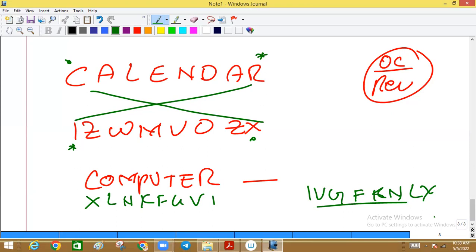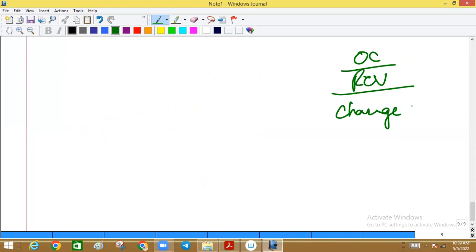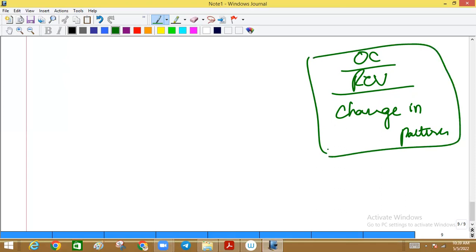Now, write down one more pattern. I'm not going to give the question. Just remember this pattern also. Write down: opposite coding, reverse, change in pattern. Very, very important for SSC, change in pattern. This is the sequence, very, very important. What's the meaning of change in pattern? Change in pattern means he may increase or decrease the letters.